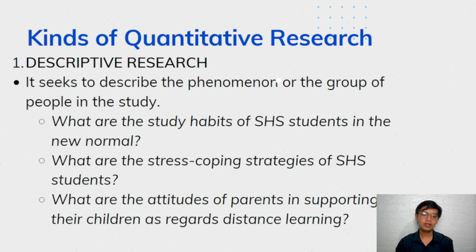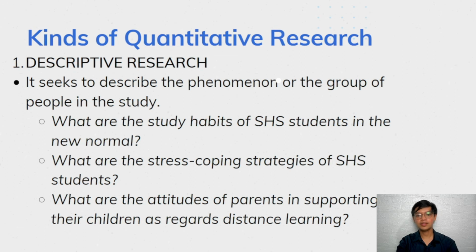So the first kind of quantitative research is descriptive research. Descriptive research seeks to describe the phenomenon or the group of people in the study. So descriptive research concerns the what instead of how or why. Say for example, what are the study habits of senior high school students in the new normal? Another, what are the stress coping strategies of senior high school students? Another, what are the attitudes of parents in supporting their children as regards distance learning? So we're trying to describe a characteristic or characteristics of the sample that we are investigating.